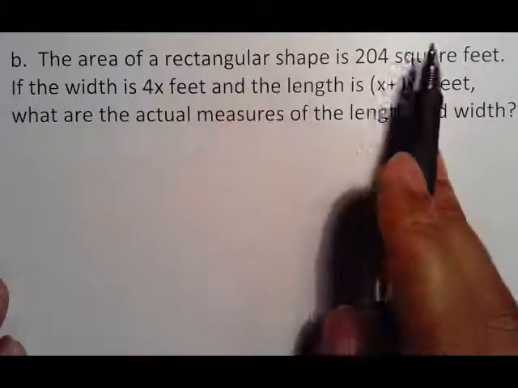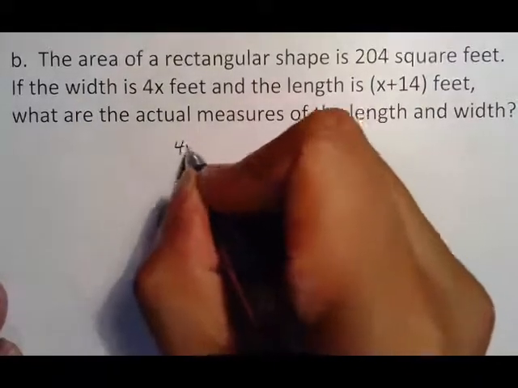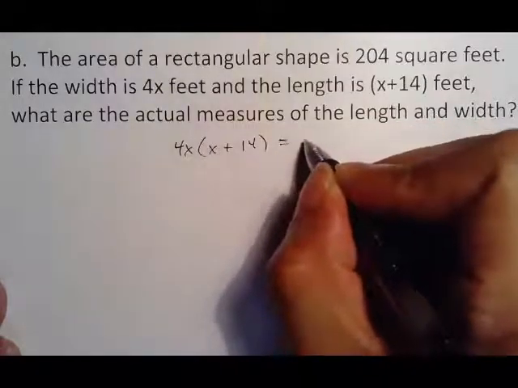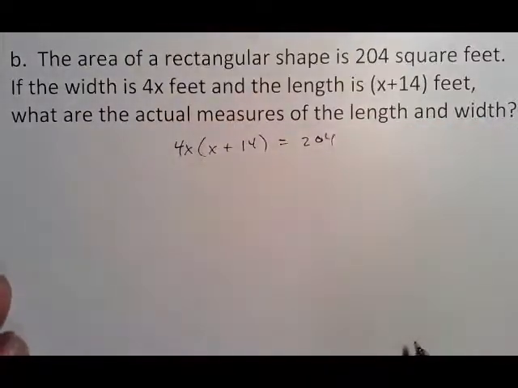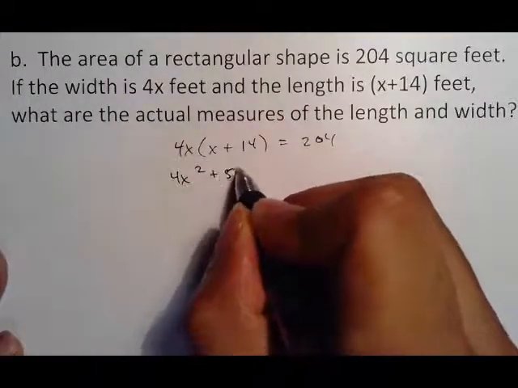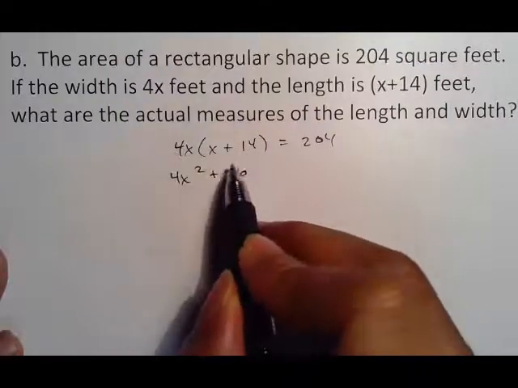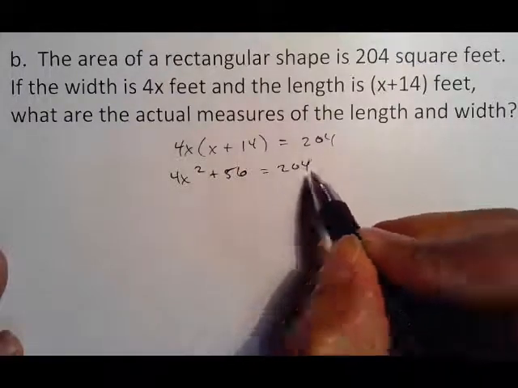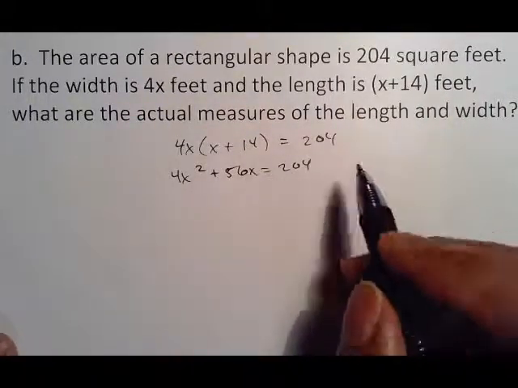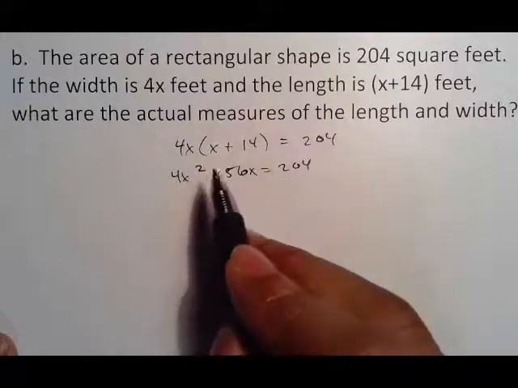Area of a rectangular shape, 204 square feet. They give me a width, they give me a length, so as you get better, you'll just say length times width, again, doesn't matter what the order is, equals your area. You will naturally then distribute 4x squared plus 56x, because 4 times 4 is 16, carry the 1, 4 times 1 is 4, plus 1 makes 5, equals 204. 4x squared plus 56x equals 204.